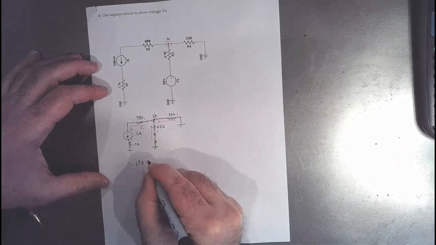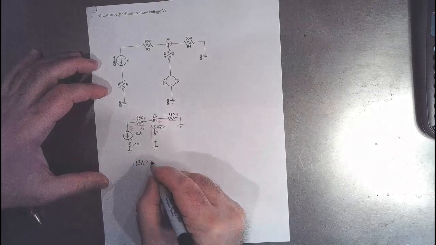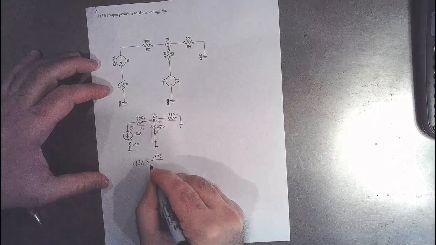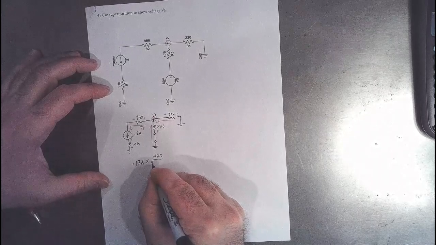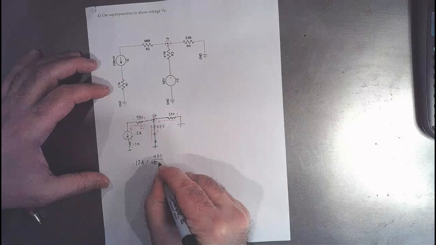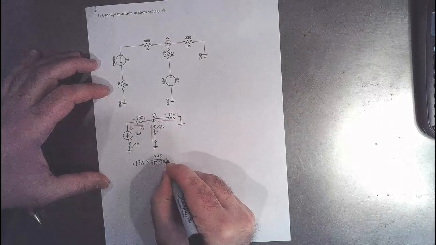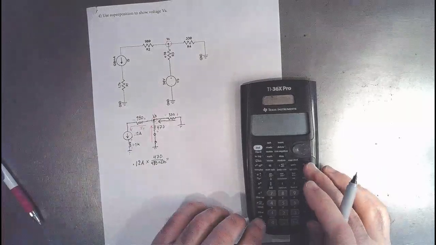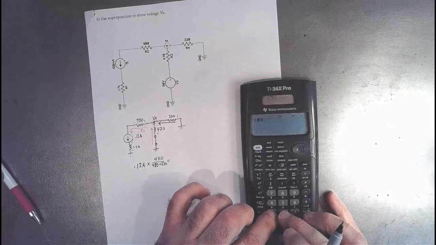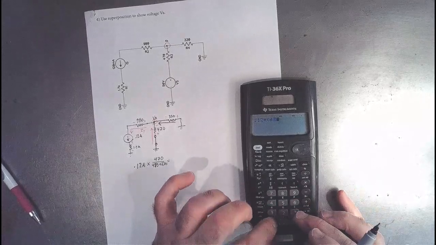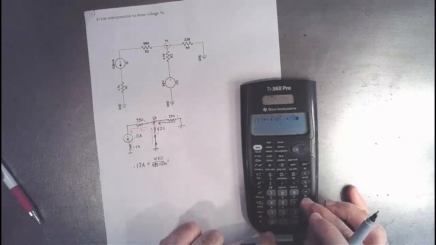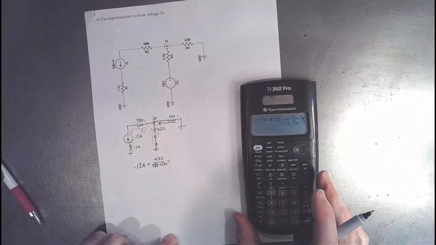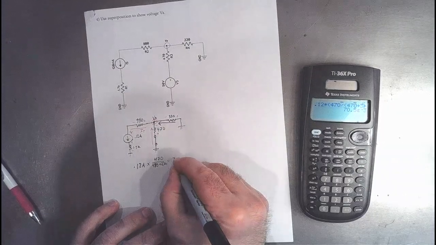0.12 amps times, now with two branch current division, in the numerator goes the branch that you're not looking at. So that's this one. And then in the denominator, it's the sum of both branches. So it's 470 plus 330. And that's going to tell me this current right here. So let's figure it out. We've got 0.12 amps times 470 divided by 470 plus 330. And that is 70.5 milliamps.